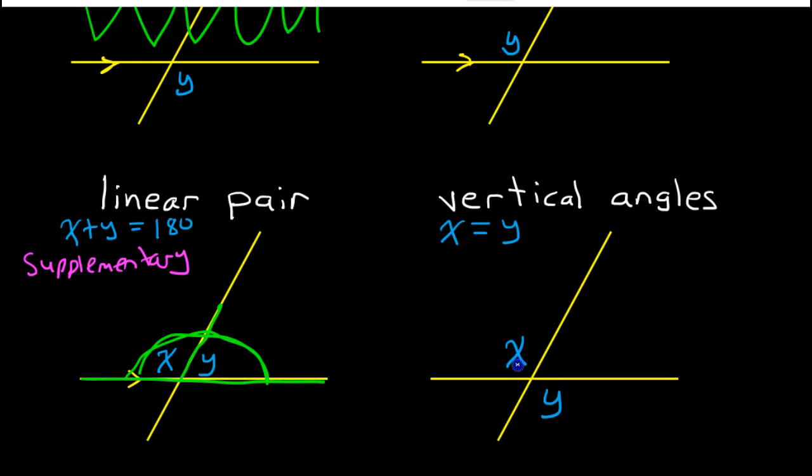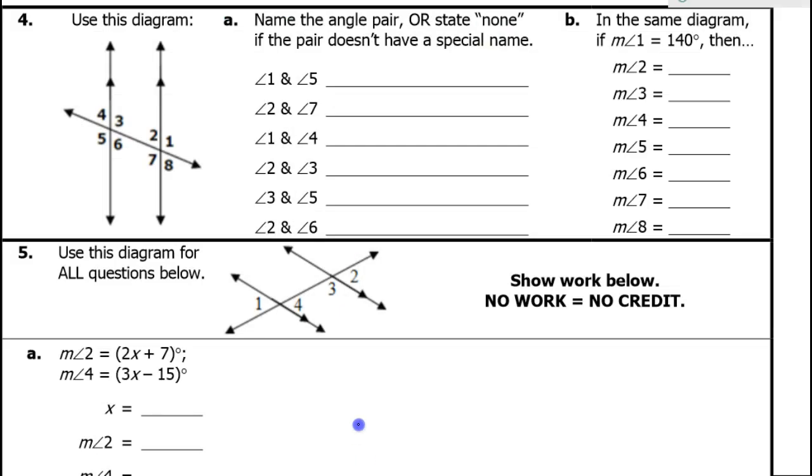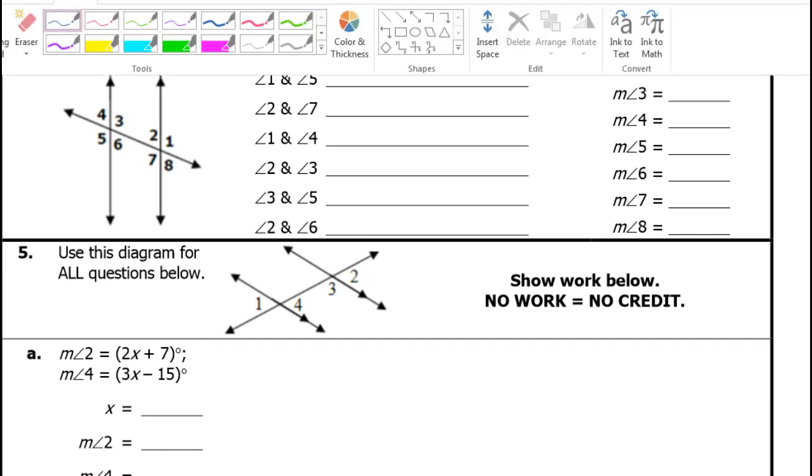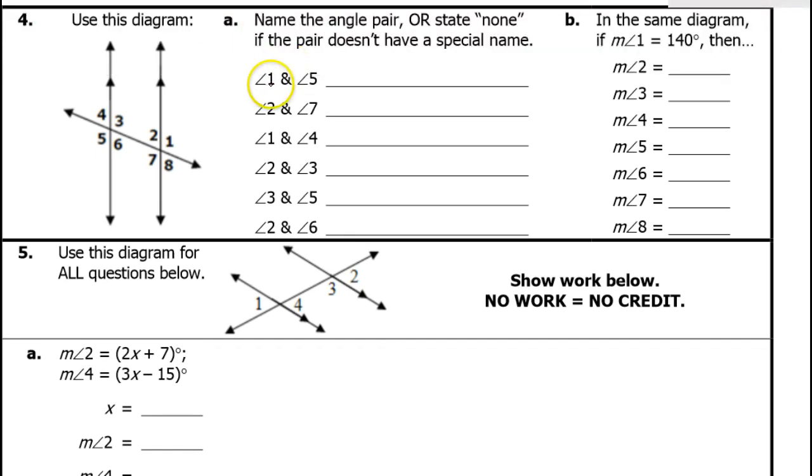XY. These are also vertical angles as well. Anyway, that's a lot of terminology. So let's see what we have. Okay, name the angle pair or state none if the pair doesn't have a special name.